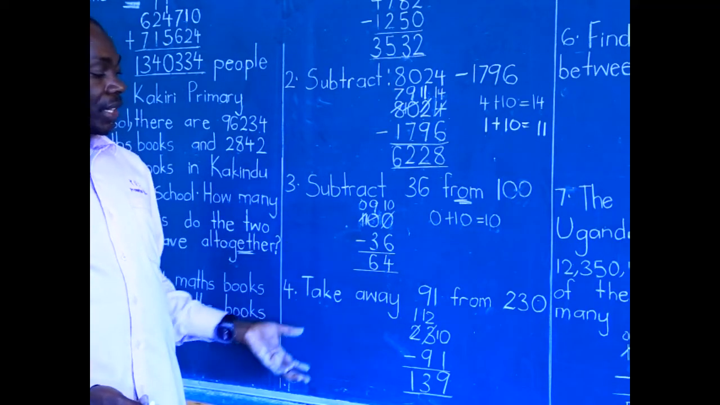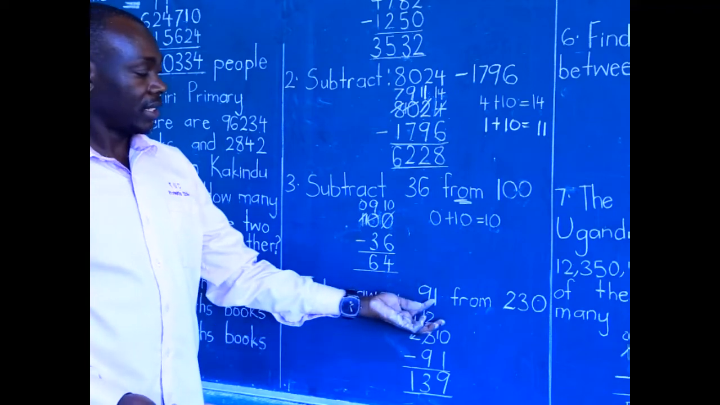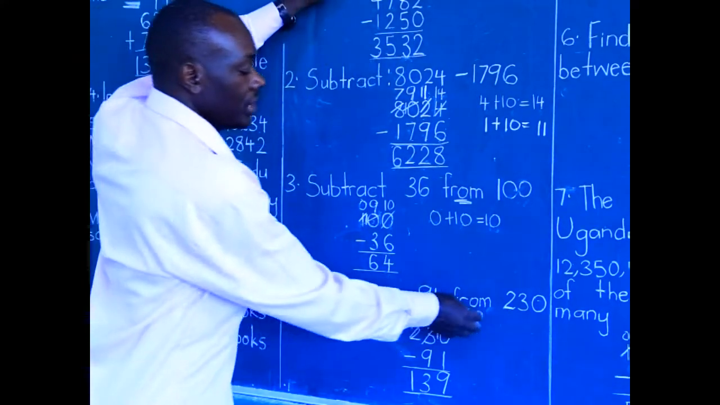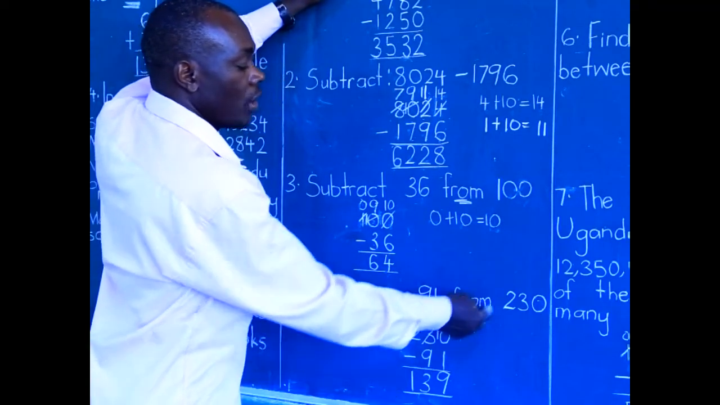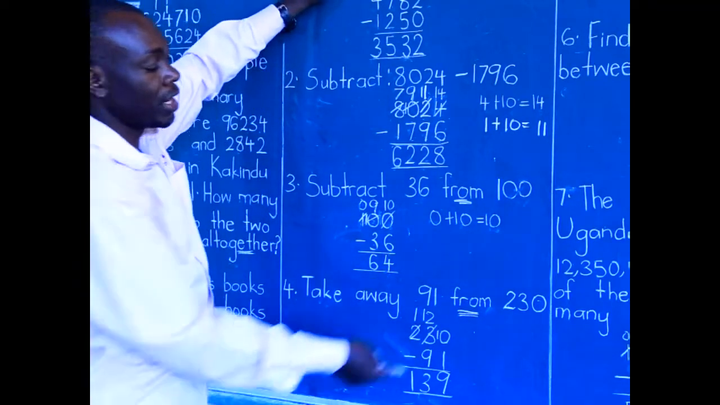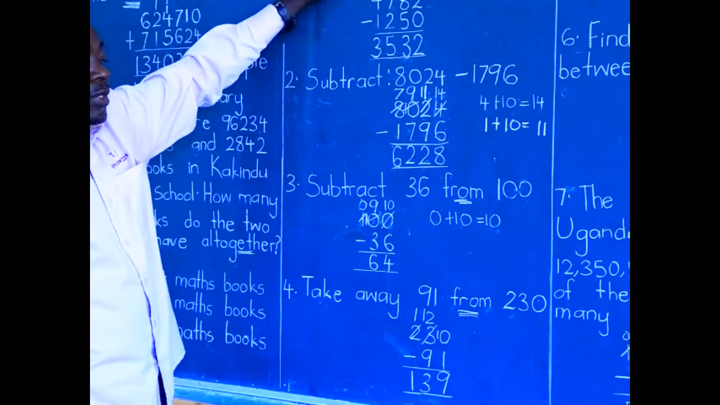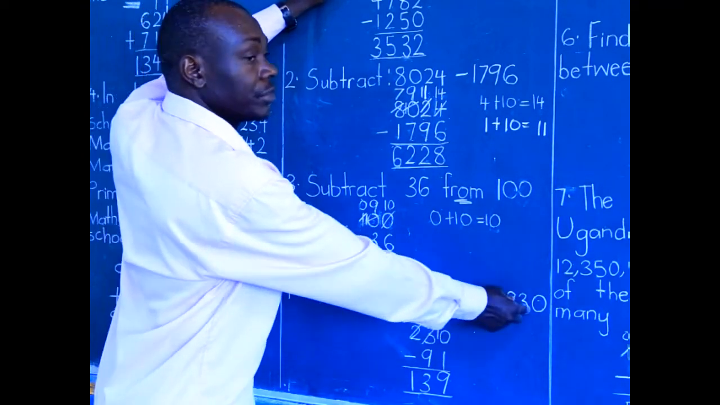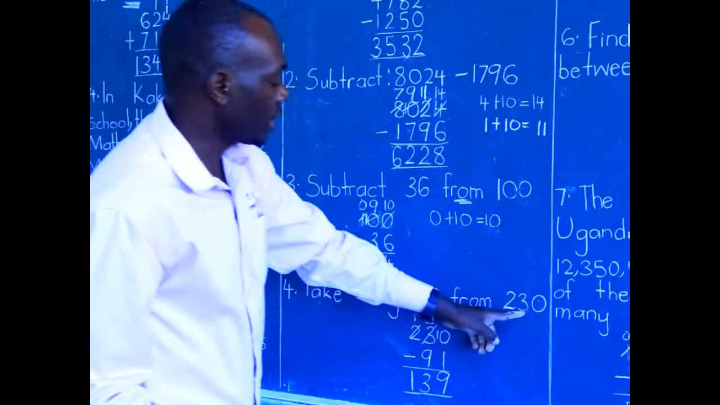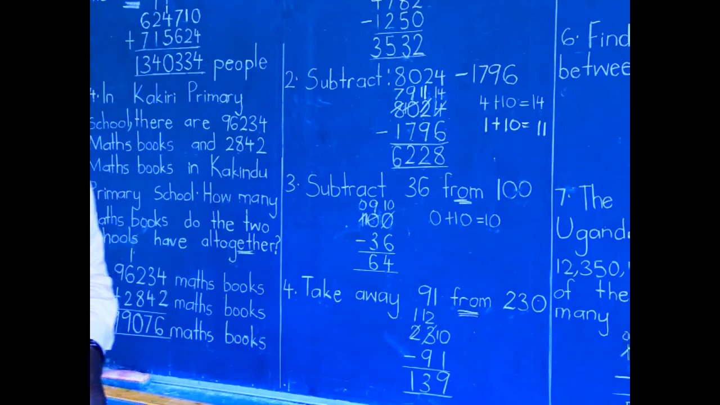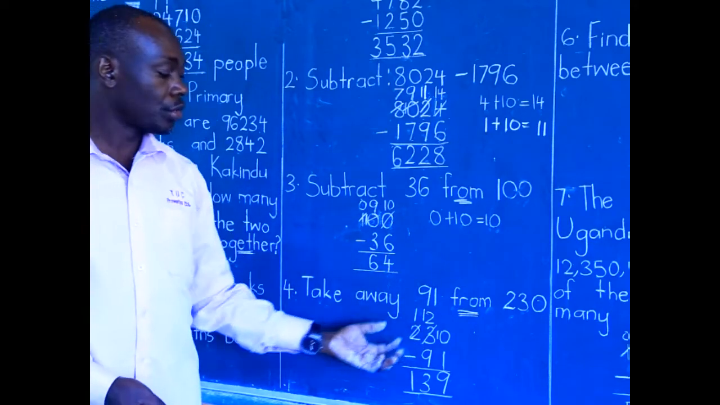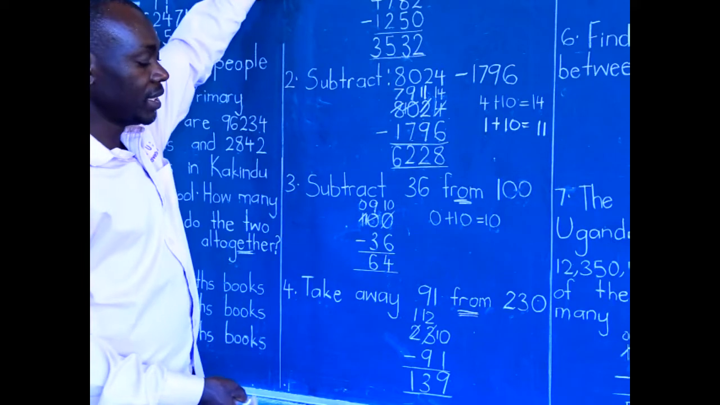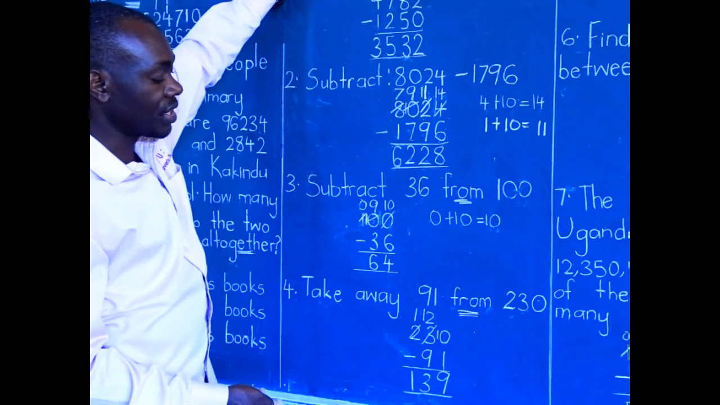So but they mean the same. Subtract this 91 from 230. So still look at the word from. The word or the figure that's led by the word from is the one we start with. So subtract or take away 91 from 230 is the same as 230 minus 91. So 230 will be written on top of 91 and put a minus sign of subtraction and start our subtraction.